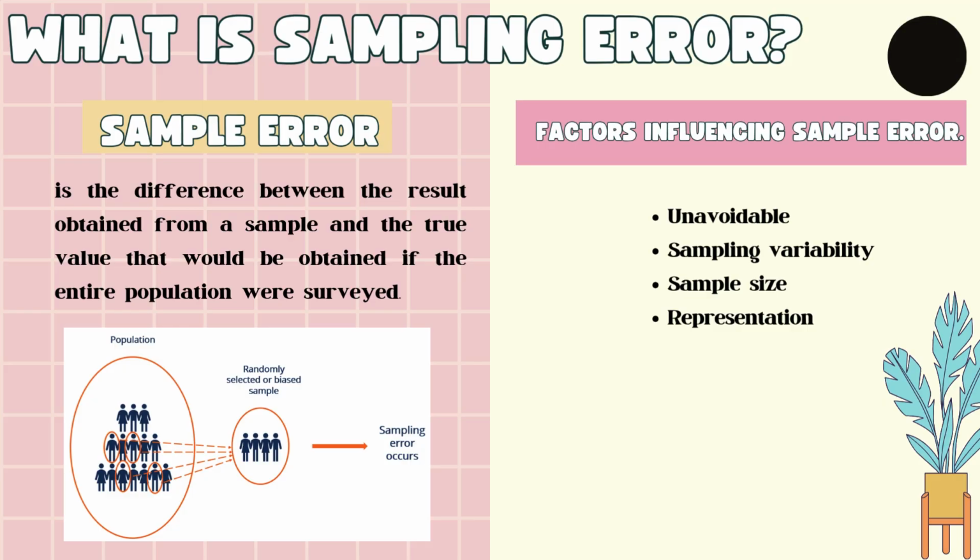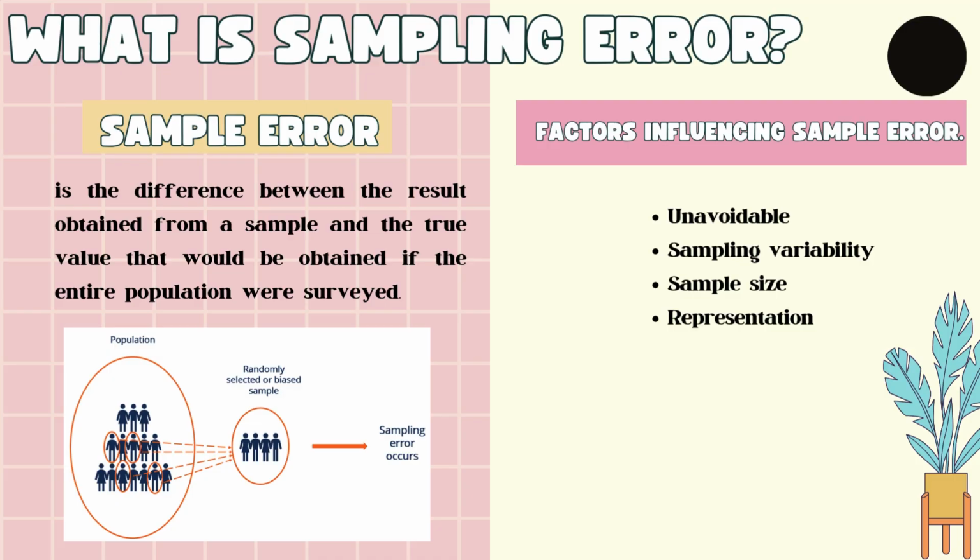Next is sampling variability. Because we are randomly selecting a subset of the population, there will always be differences between each sample. Different samples from the same population can give different results, leading to variability in the data. Number three, sample size. The larger the sample, the more accurately it reflects the population. With a small sample size, there is a greater chance of error, as the sample may not fully represent the diversity of the whole population.